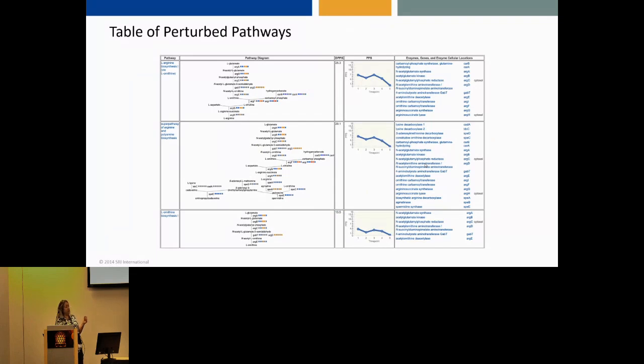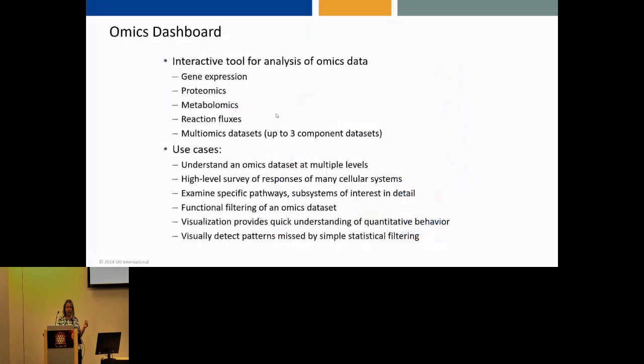And here we've computed a table of the most perturbed pathways from our input data set, and we're presenting them as a table with the omics values. I don't know if you can see them, but they're little colored boxes next to each gene name in our little pathway diagrams. So those are some of our displays on actual pathway diagrams.